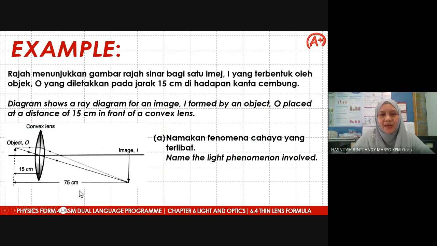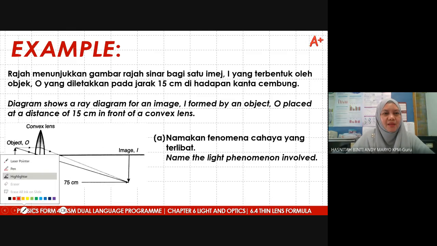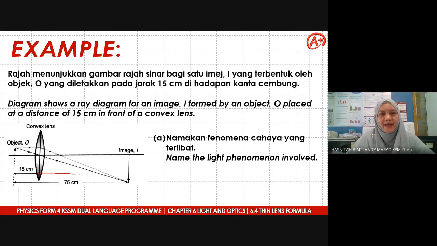So what can we get from here? Actually from here we can find the image distance. So how to find image distance? 75 centimeter minus 15 centimeter. The image distance is from the lens axis, or from the optical center, to the image. So this is V. How to find V? 75 minus U. U is 15, which means our image distance is 60 centimeter.